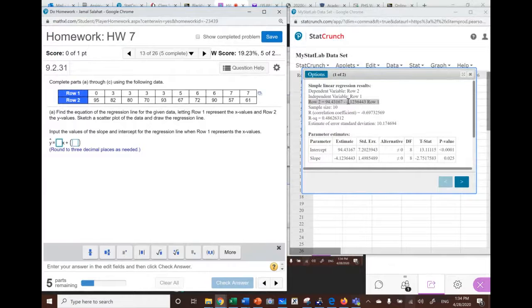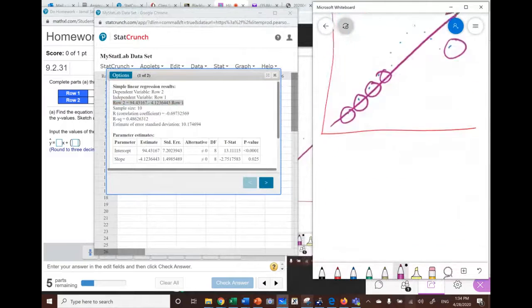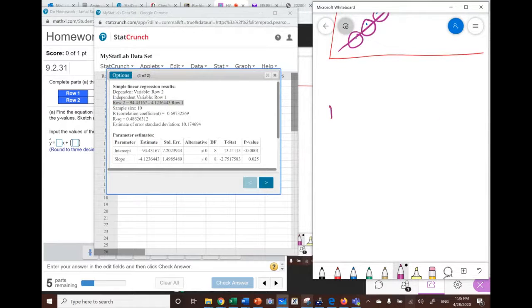They want the equation. So I'm going to copy the equation from there. Notice that if I write this one as instructed, it's going to look like this. It's going to look like row 2 equal to 94.43 minus 4.12 row 1. But notice in the problem they tell us, don't call it row 2, call it Y. Don't call it row 1, call it X. But remember, when you call it Y, you're going to call it Y hat. So that is exactly what they want us to do.